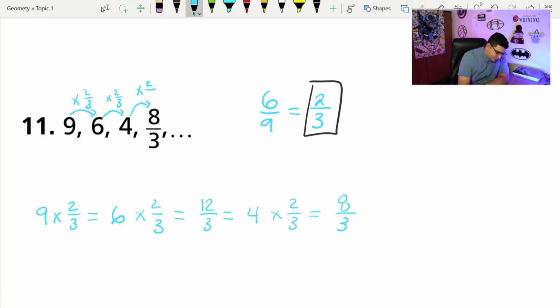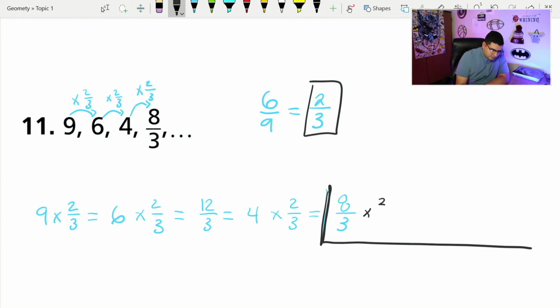And again, what we're using right now is inductive reasoning. We're using this reasoning of the pattern to help us find the next numbers. So then 8/3 times 2/3. We're going to continue it right here where we left off, on the bottom. 8 times 2 is 16. 3 times 3 is 9. That would be our first value. So 16 over 9 would be the next number that comes up in that pattern.